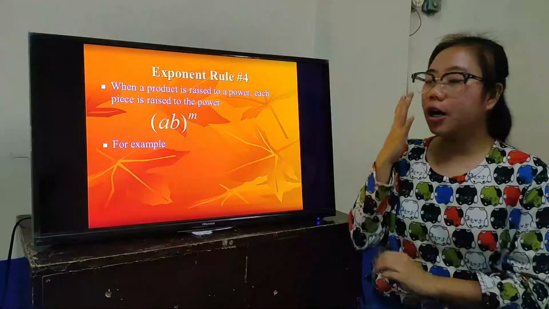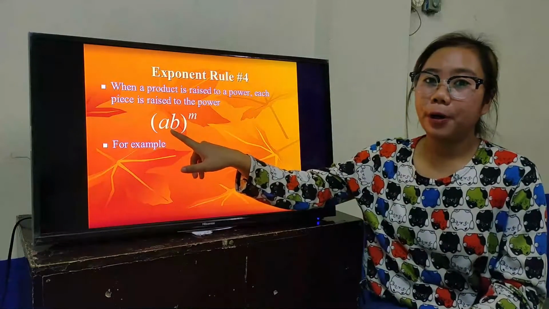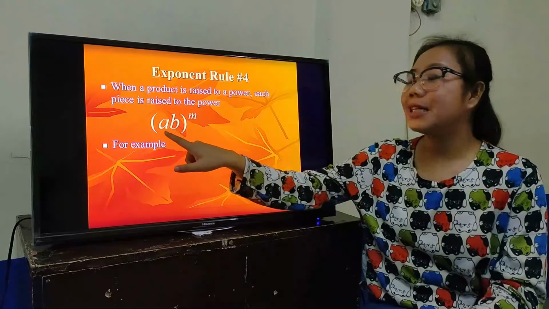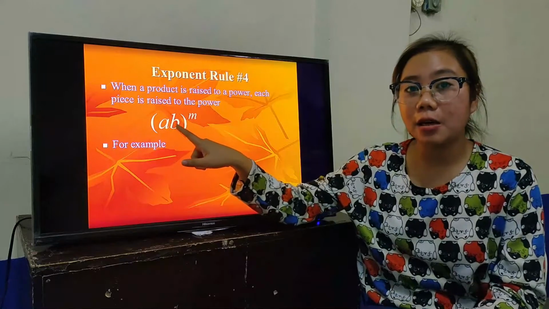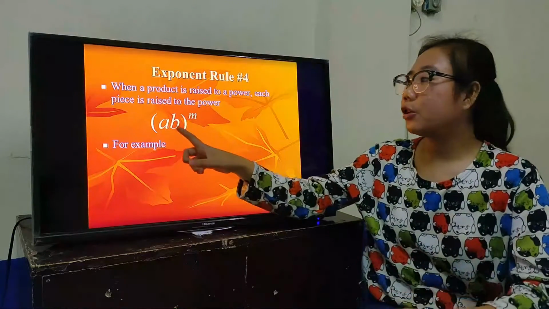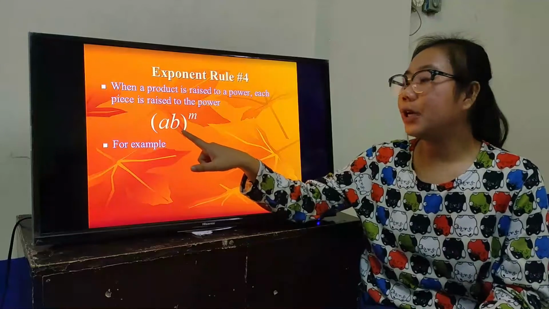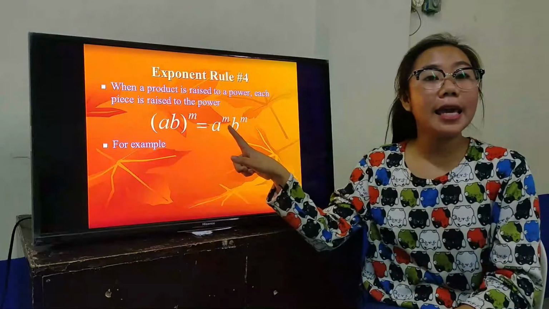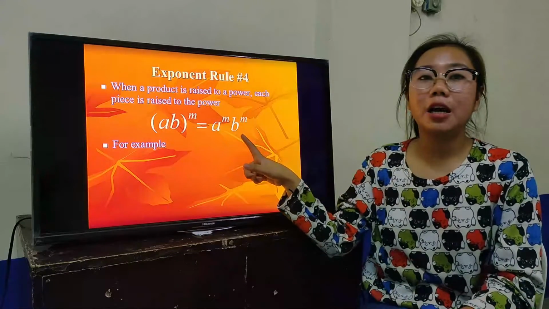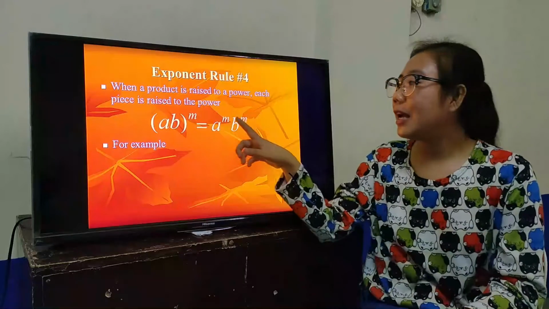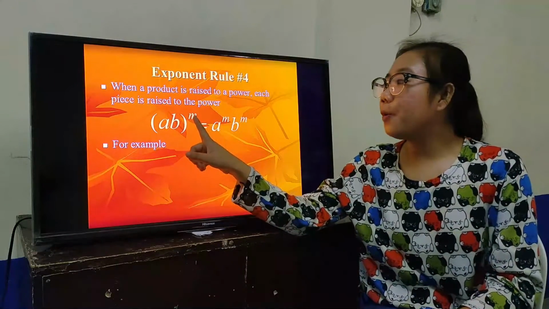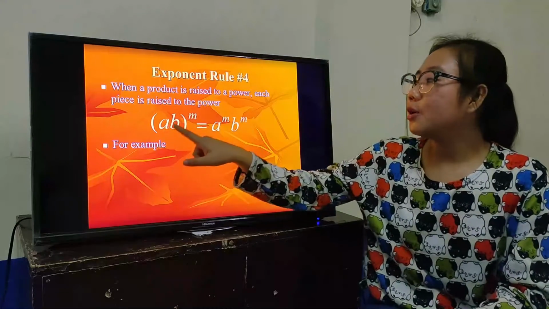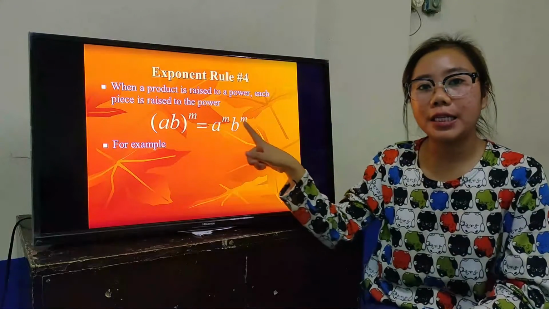Ma'am, how is that? Okay, so this is a product: A, B. Ma'am, how did A and B become a product? Because A times B equals A, B. This is how we are going to write this: the quantity of A, B raised to the power of M equals A raised to M, B raised to M. Again, you are going to distribute the exponent to each variable. So A raised to M, B raised to M.